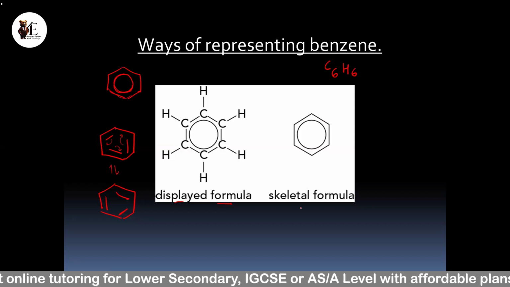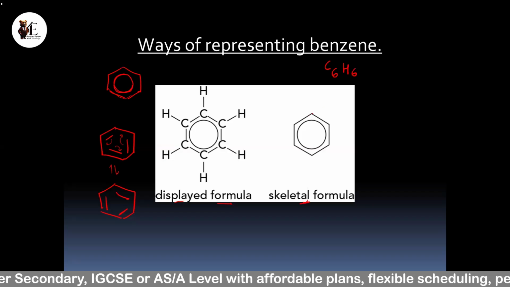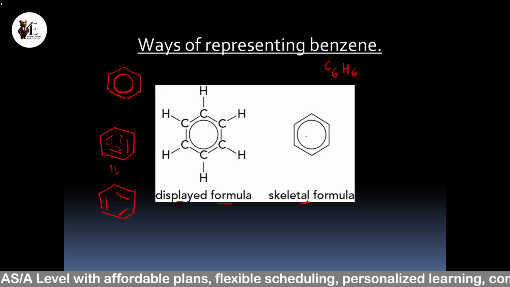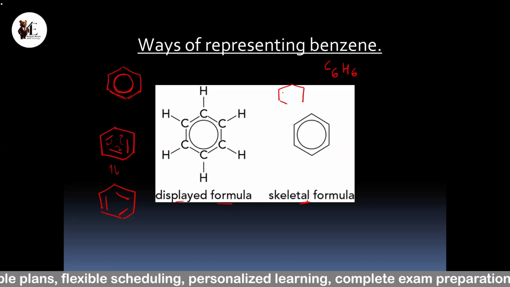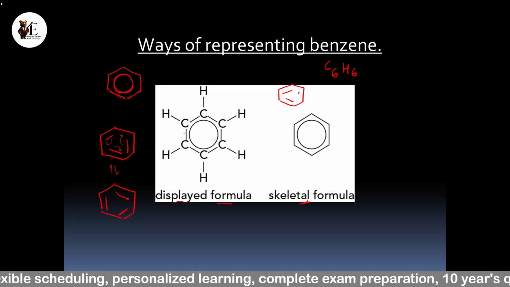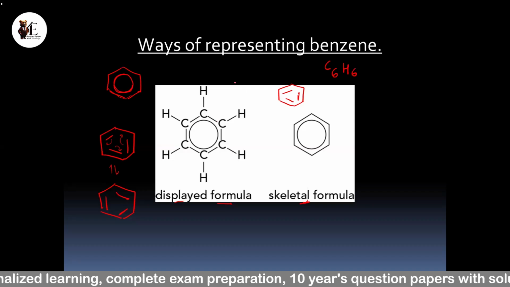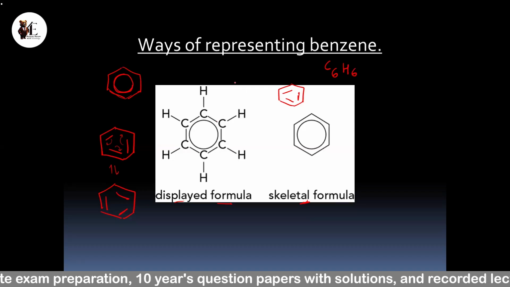So the skeletal formula is this. In the skeletal formula, we are not going to show the carbon and hydrogen bonds. We are only showing the double bonds. This is the skeletal formula, or this is also the skeletal formula. And the displayed formula is this, when you are displaying all the bonds. So these are the ways of representing benzene.